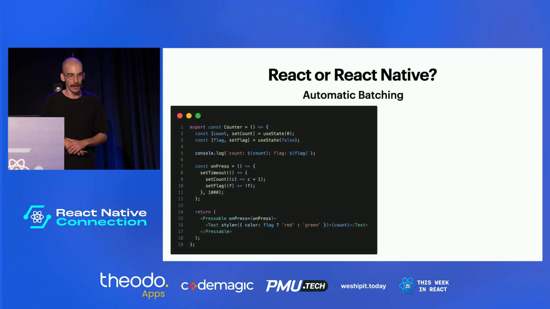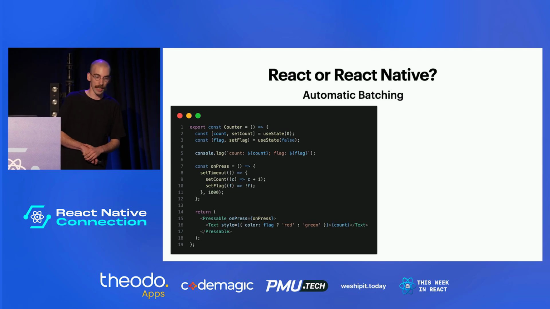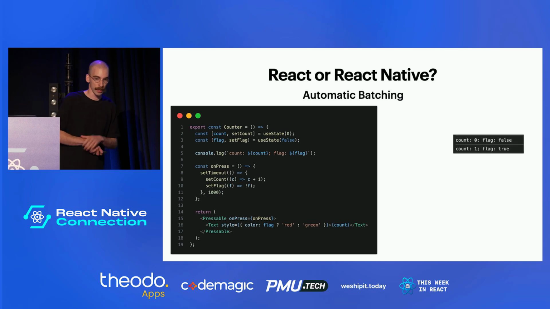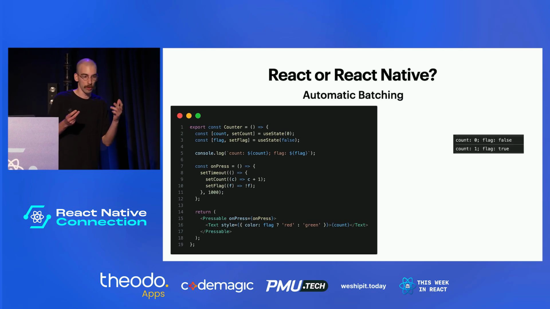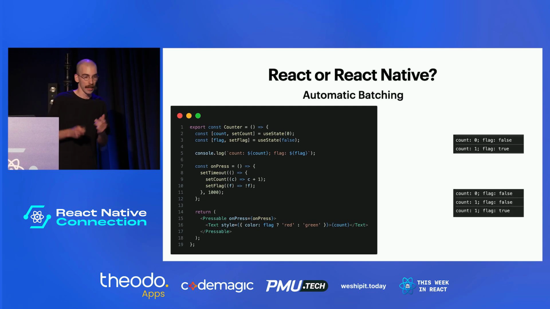Let's say you have this component that has two different states, a count and a flag. And what's interesting is that when you press a button, inside the setTimeout, so asynchronously, you set both of the states. Since React 18, this will only print one extra log, because the two state updates will be done at the same time. Whereas before React 18, you would actually get two different render phases: one render phase to update the count, and another one later to update the flag.